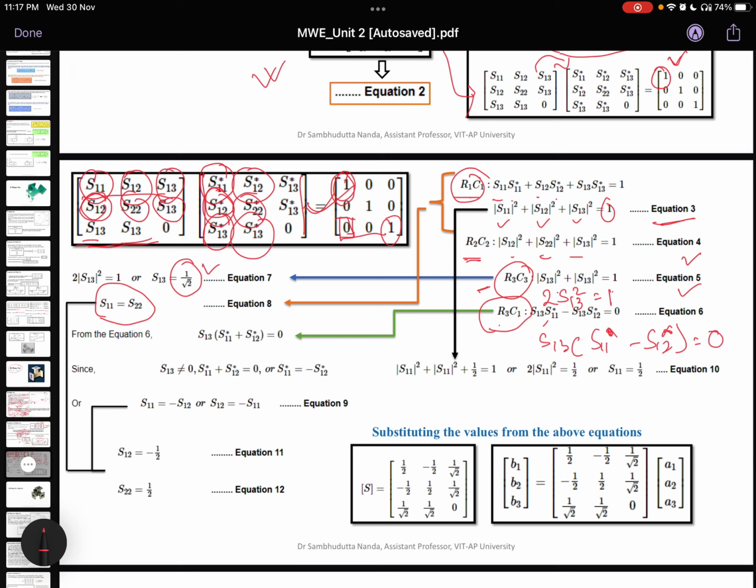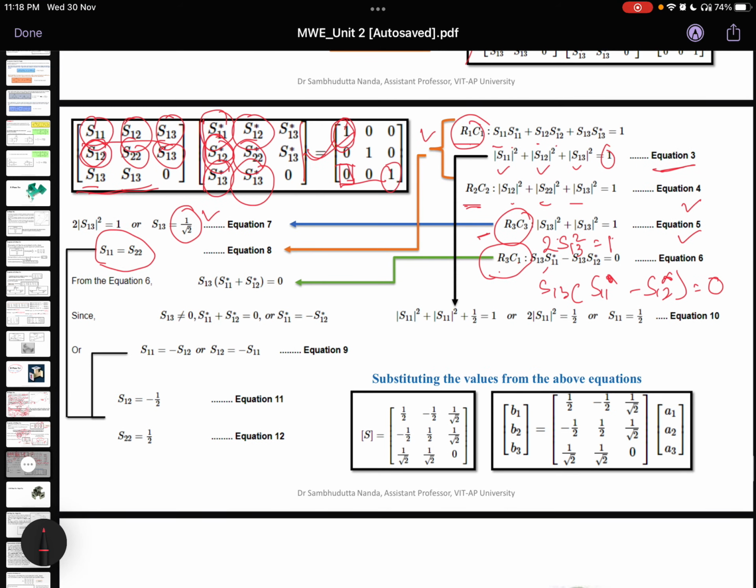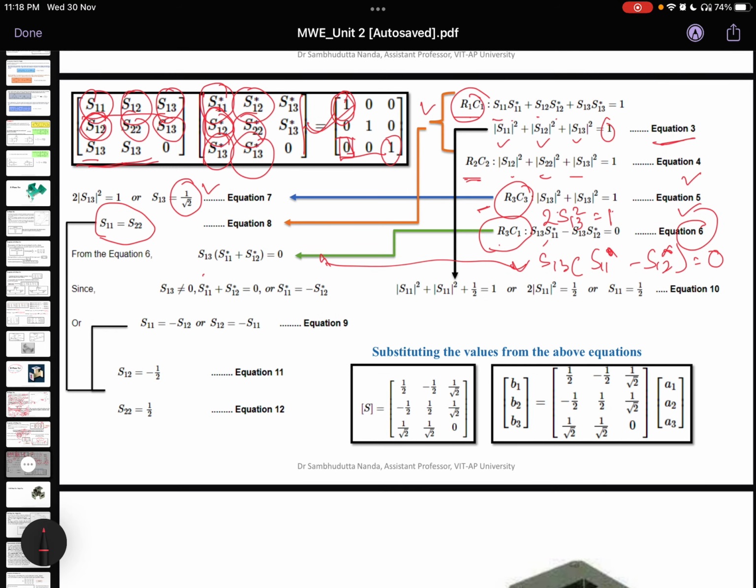Now in this equation 8, from equation 6 we can write S13 common. So that is what I have written here. Since S13 is not equal to 0, we know the S13 value is not equal to 0, and S11 conjugate plus S12 conjugate equals 0, right? So from this equation, this part cannot be 0. So what will happen? This part is equal to 0.